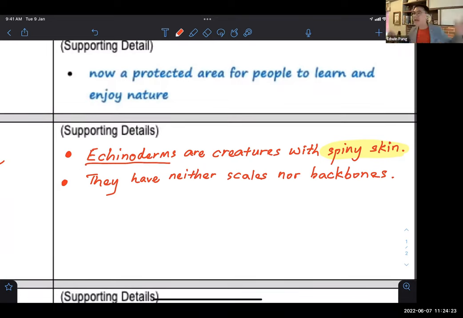Fish. Yeah, very good. Fish have scales and backbones. Echinoderms don't have scales and they don't have backbones. So they are not fish. Okay? They are not fish.